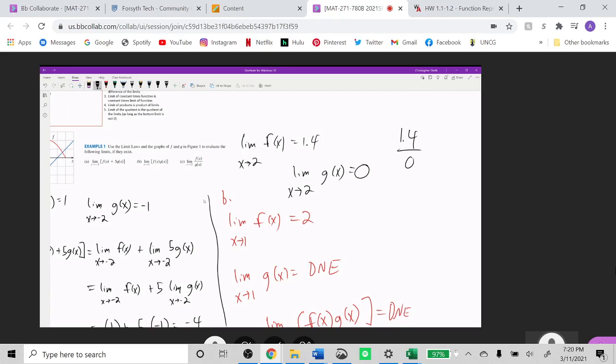Let's look at a few more laws. Here's a few more.